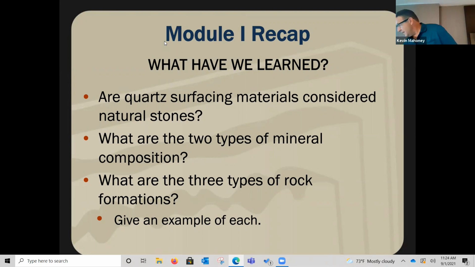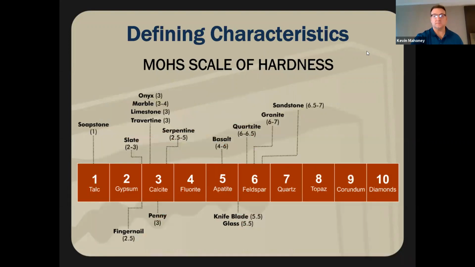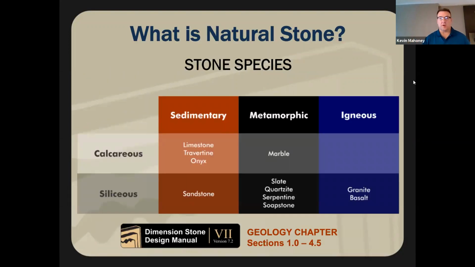in person. When we look at the chart, an example of each. Sedimentary would be a limestone, travertine, and onyx in a calcareous sedimentary. Remember, the metamorphic calcareous is a marble, and there's no igneous calcareous rock. And then the siliceous sedimentary was a sandstone. The metamorphic was slate, quartzite, serpentine, and sandstone. And granite and basalt were igneous, siliceous. And I think it's best to look at the chart real quick. I'm a visual learner, and there's your examples of your stones for your recap.